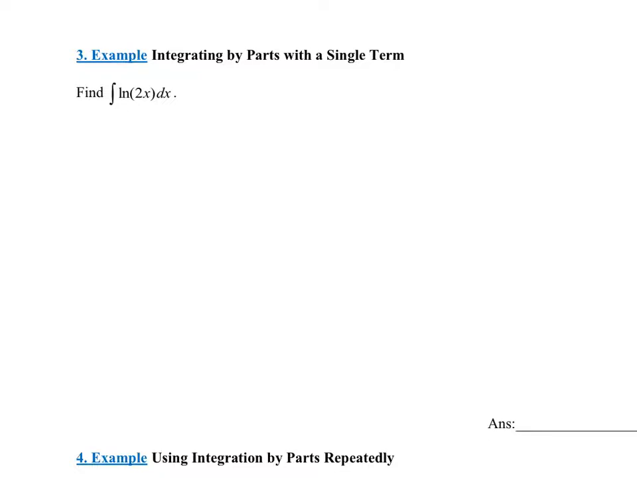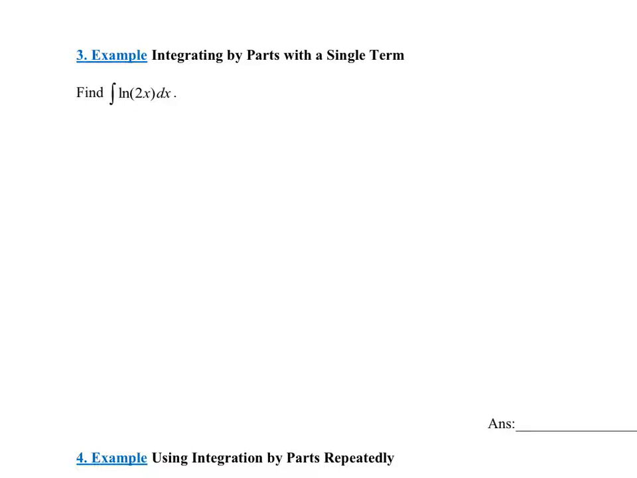Example 3, again, it says integration by parts with a single term. These ones are very much more difficult in determining the fact that you need to use integration by parts to solve this problem. So let's look at this first example. It says find the integral of the natural log of 2x dx.